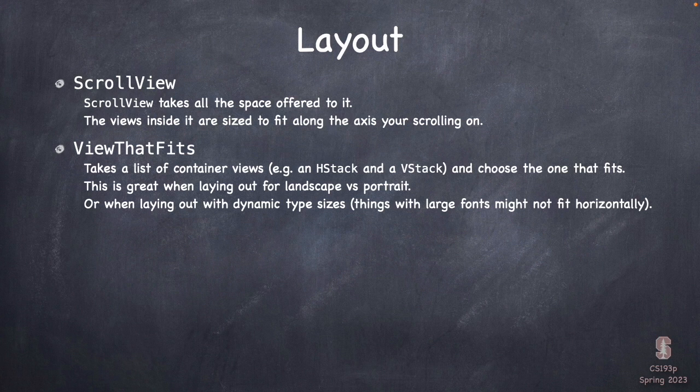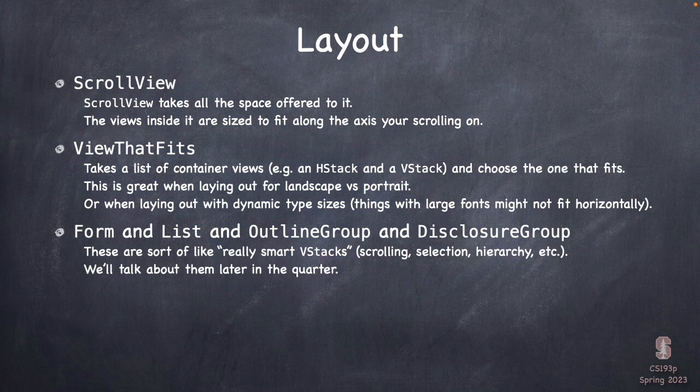Another one this is really good for is dynamic type. When old people like me on our phone, we go set our type to be really large, that can make it so that now things won't fit horizontally, right? The text is just too big, and so it needs to now be vertically. And this will do that automatically. In other words, this is not looking at portrait and landscape or anything like that. It's actually sizing its views and seeing which one fits best.